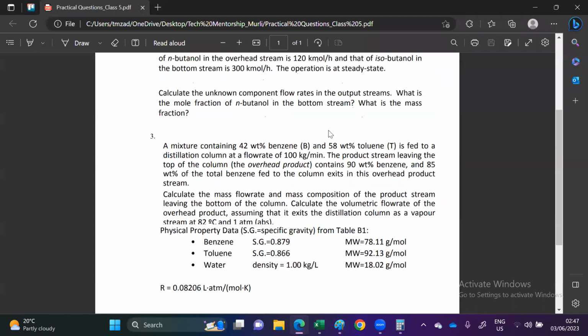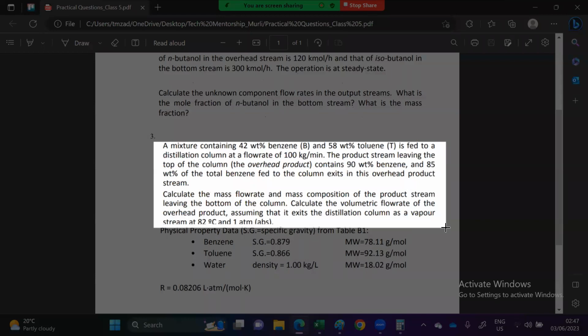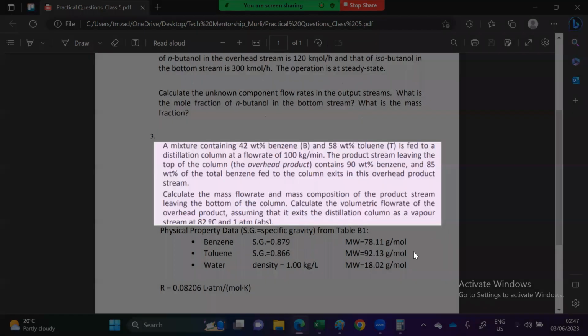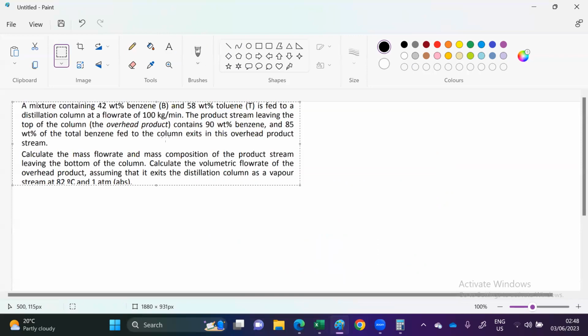Yes, the third one. In general, I highly recommend working with Excel, but also doing the hand calculations, to understand them. But you can also first draw the diagram, the block flow diagram, and then try to solve the problem. Let's go to Paint and our third and last question.